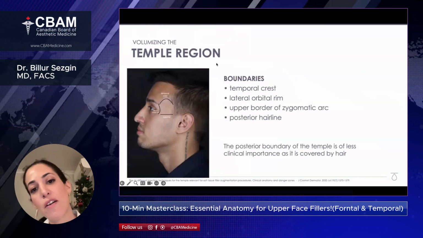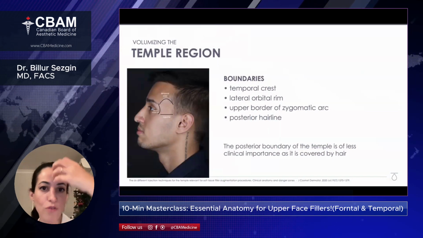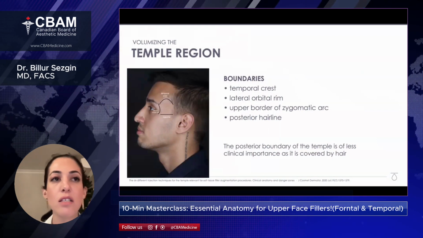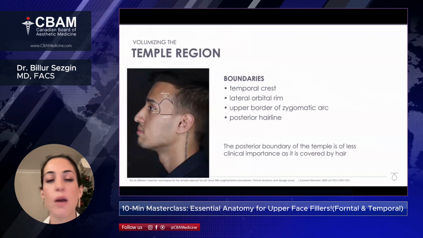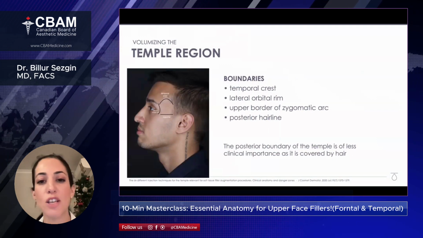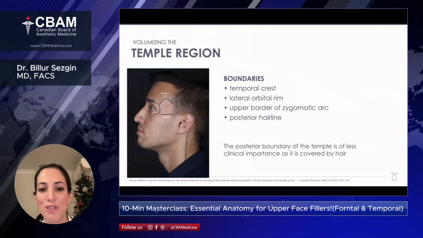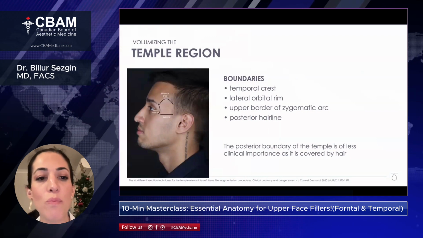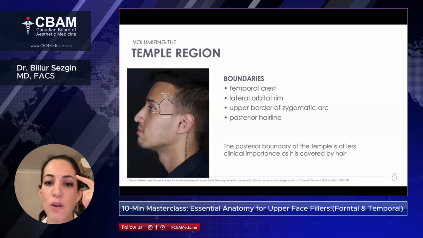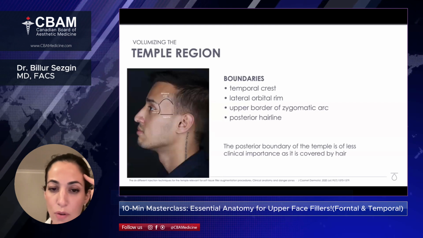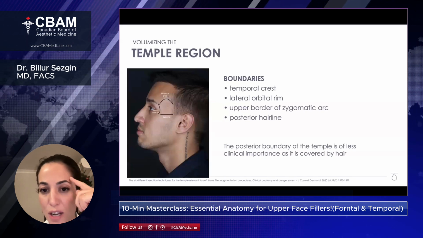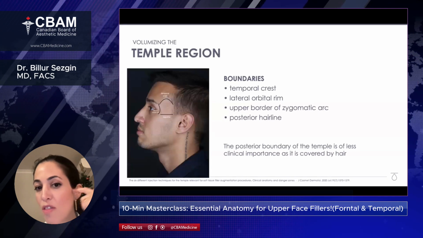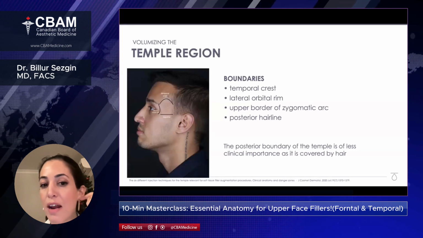The temple is an interesting area because it's actually the transition from the upper face into the mid face. And it has a different anatomical, I would say, organization within itself, but it's very, very fun to really just go ahead and learn more about. We know that it's bound by different elements. We know that the temporal crest is the upper boundary, the lateral orbital rim is the anterior boundary, the upper border of the zygomatic arch is the inferior boundary, and the posterior boundary is the hairline.